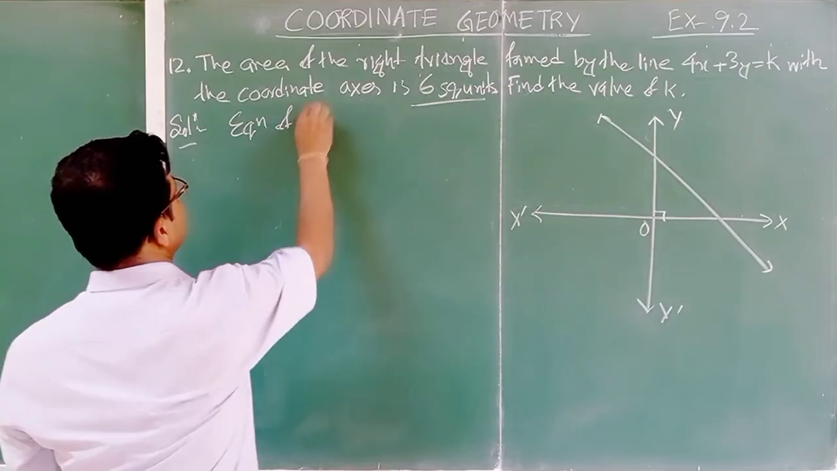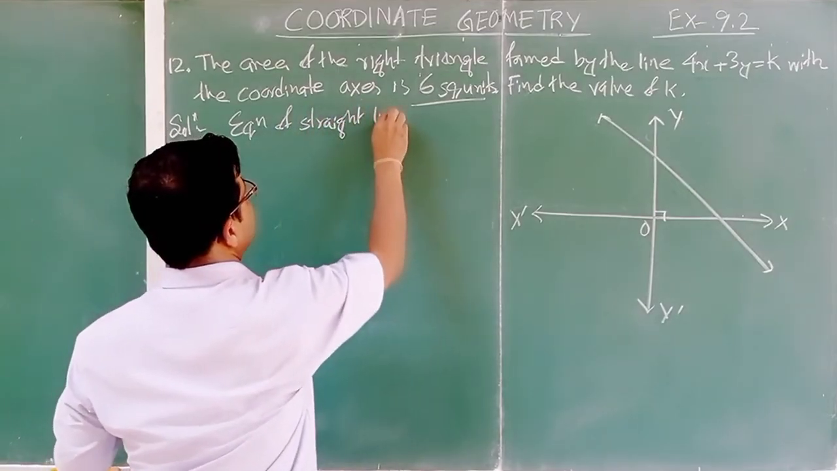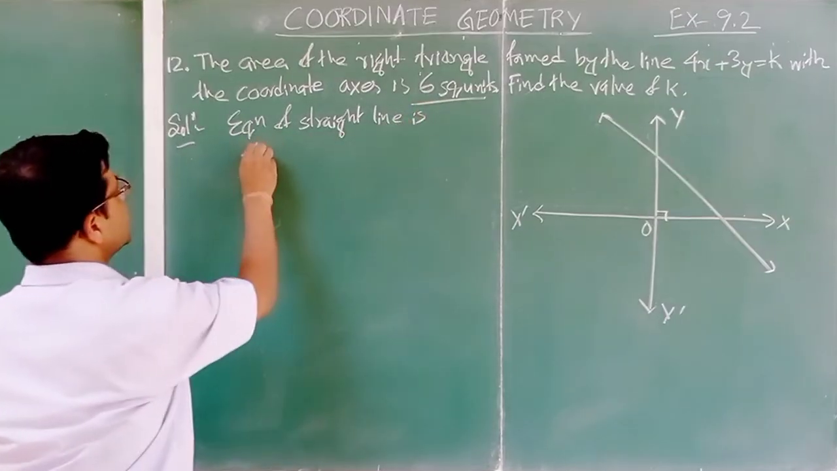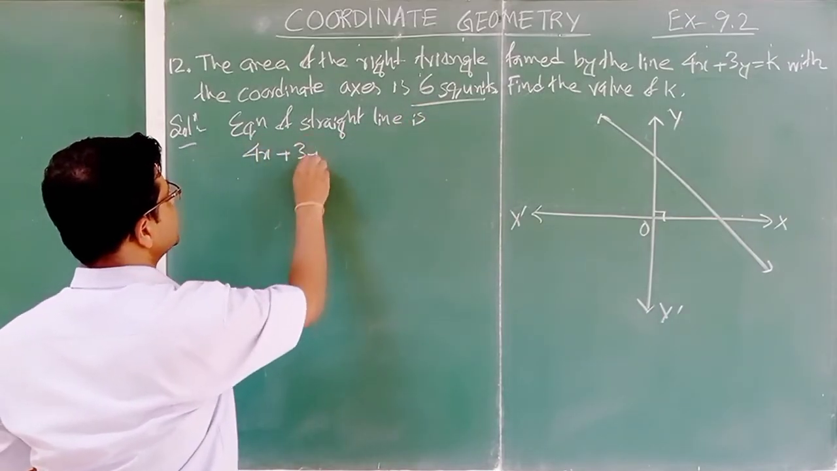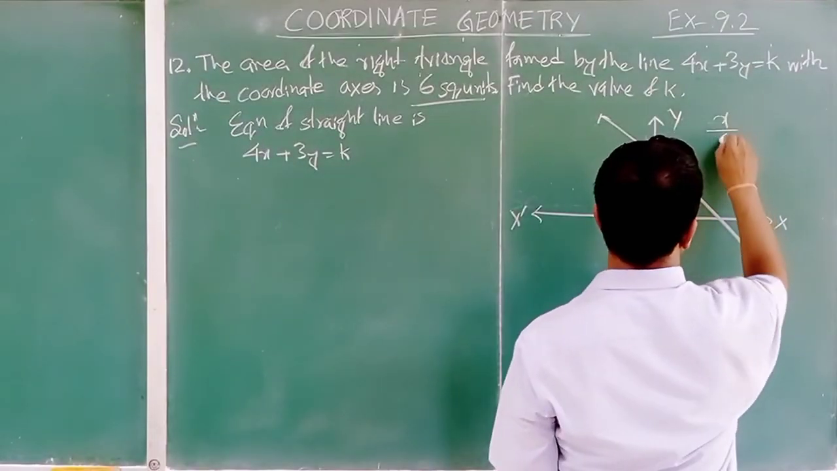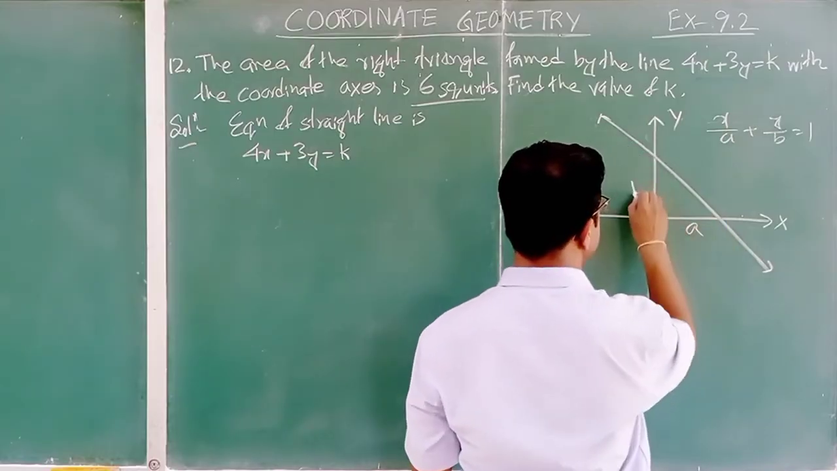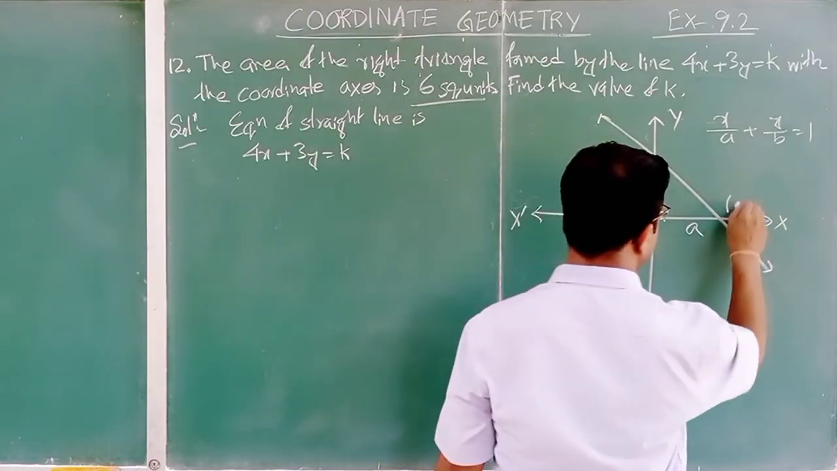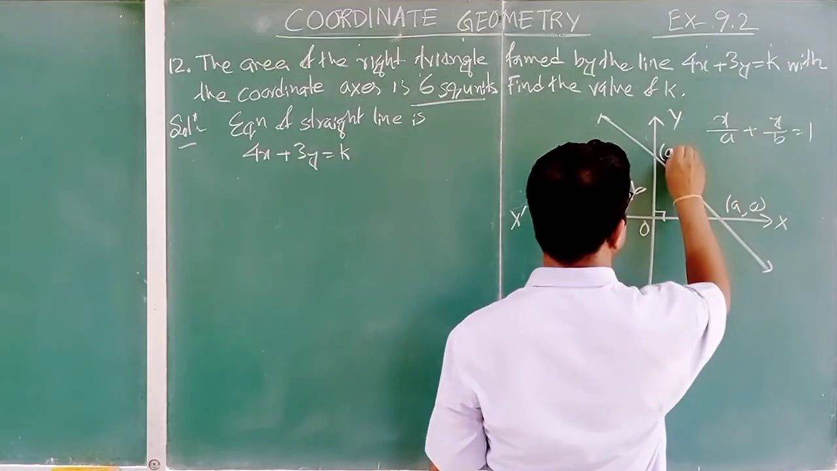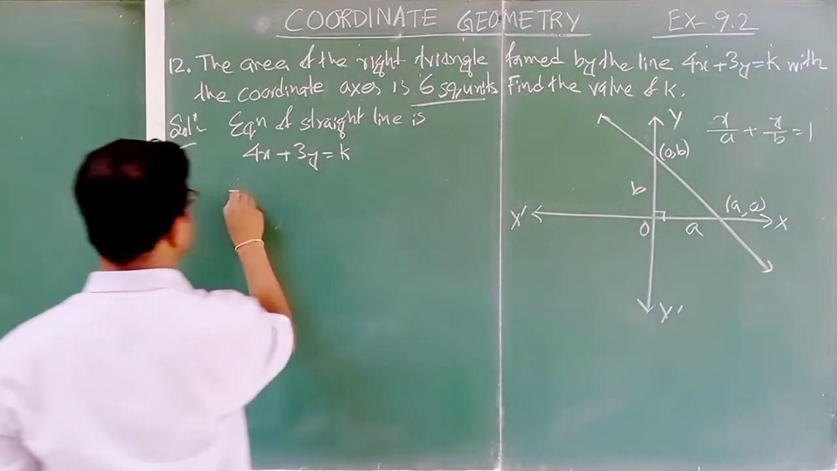The equation of the straight line is 4x plus 3y is equal to k. We shall convert this into the intercept form, that is, x by a plus y by b is equal to 1. That means this is a and this is b. The coordinates are (a, 0) and (0, b). That is, the length and breadth of this right angle triangle are given.